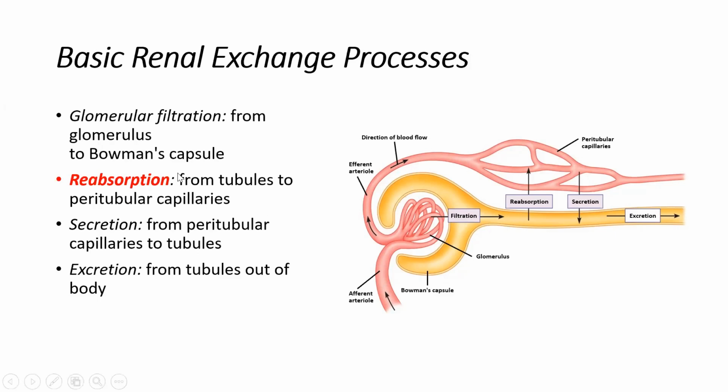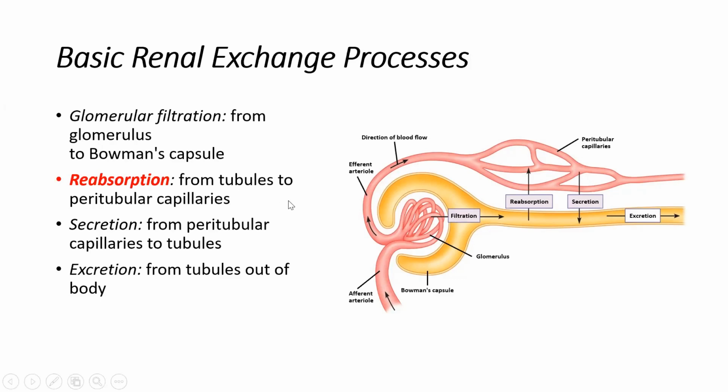The second part is reabsorption. This is where we move substances that we want. So we may have filtered things out inadvertently that we need, things like amino acids and glucose and ions. And so we want to reclaim those substances instead of letting them be lost in the urine via excretion. And so reabsorption is the initial process of moving those useful substances from the tubular structure back into the vasculature via the peritubular capillaries, okay, or the vasa recta, depending on where we are in the tubule.